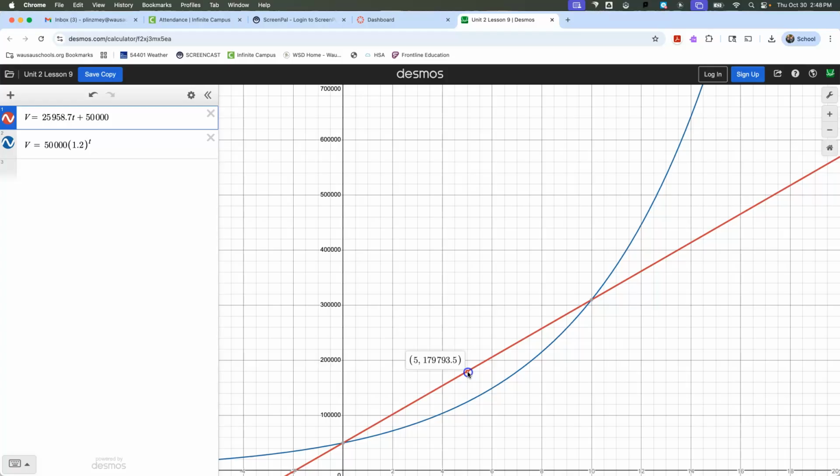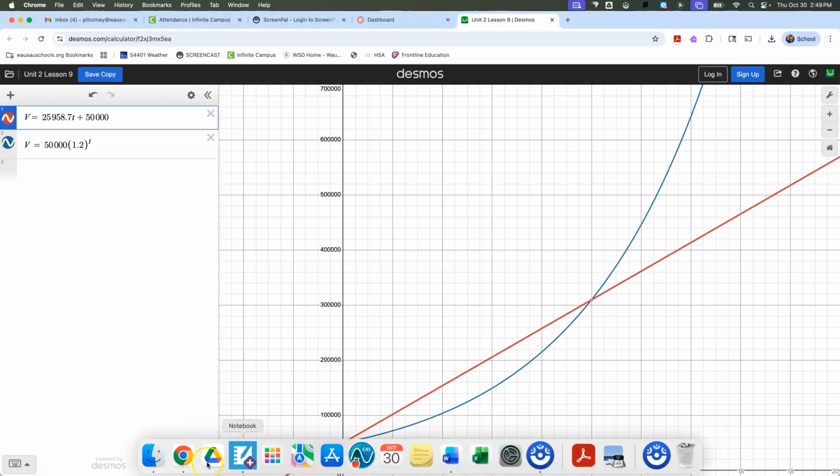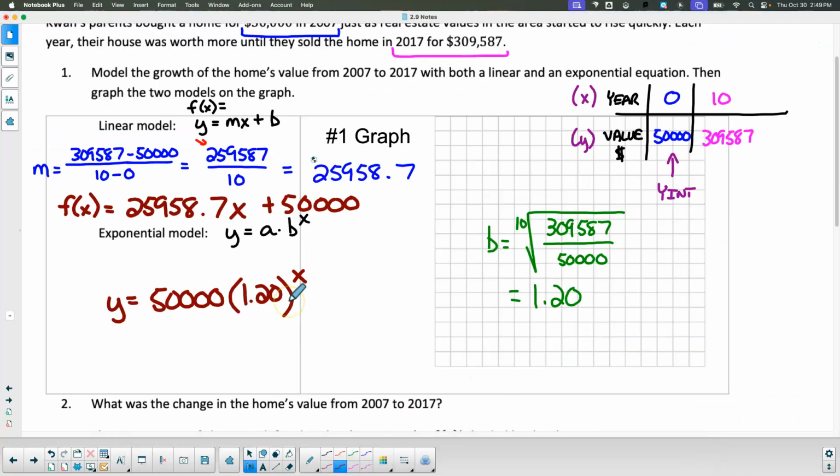There it goes. Depending on how you're looking at it, it goes through two different values, so those rates of change would be different. The rate of change for the linear one would obviously be bigger because it's growing faster in that part. After 2017, the rate of change for the exponential would be bigger. Okay?